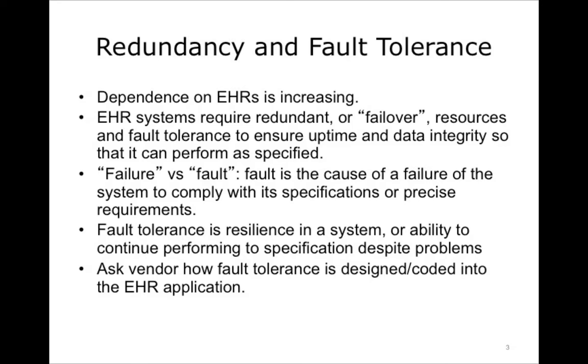As I just mentioned, dependence on EHR technology is increasing greatly. This means there is a critical need for EHRs to have redundant or failover resources and fault tolerance to ensure uptime and data integrity. A system is said to have a failure if the service it provides does not meet expected specifications or requirements. A failure's cause is called a fault. Fault tolerance is the ability of a system to continue performing to specifications despite problems. So fault tolerance is desirable because it reduces the chance of systems failure.